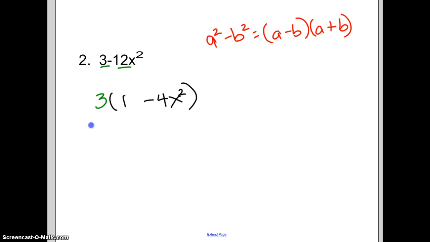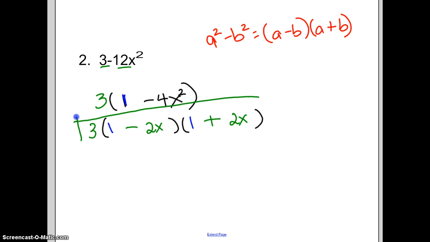The 3 is going to stay right where it is. We're not going to do anything with that. Then we're going to make 2 sets of parentheses. For the 1, we'll do 1 times 1. For the 4x squared, we'll need to use 2x and 2x, because 2x times 2x is 4x squared. And then the signs, you'll notice one needs to be a negative and one needs to be a positive. And now it is completely factored.